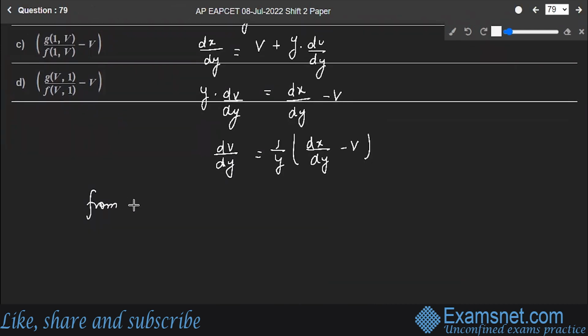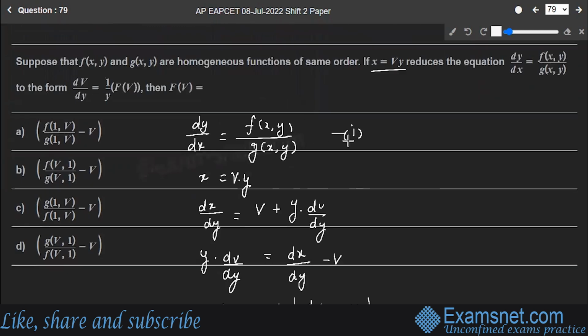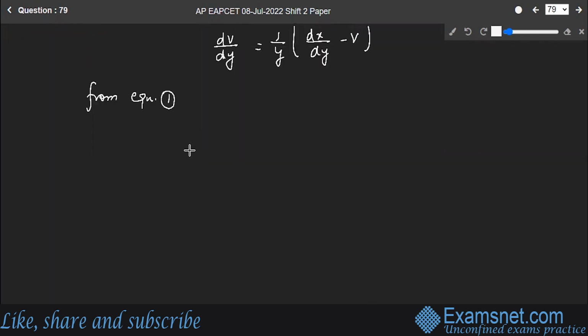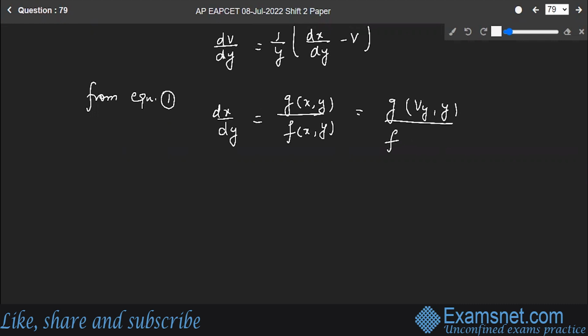From equation 1, we have dv by dy. What was dy by dx equal to? So from equation 1, we have dx by dy is equal to g xy upon f xy. So this is equal to g of vy comma y upon f of vy and y, right? So this becomes equal to g(v,1) upon f(v,1).